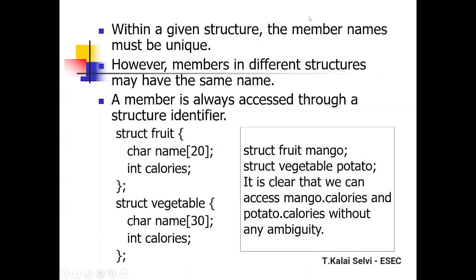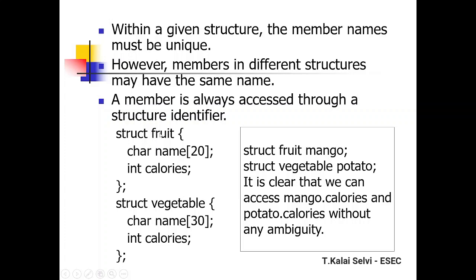Within a given structure, the member names must be unique. Within a given structure, we have to provide different data members. The member names must be unique. However, members in different structures may have the same name. So different structures can use the same name. A member is always accessed through a structure identifier. You can access the data members of the structure with the help of the structure identifier. The structure identifier is nothing but the structure variable.